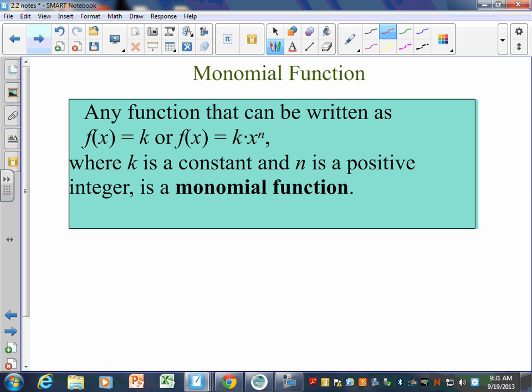Normally we call these functions monomial functions, and so if you look at this, you're going to see that this is very similar to what we just wrote out for power functions, except for one thing. So I'm going to let you write this, and then we'll talk about what's the difference between a monomial function and a power function.